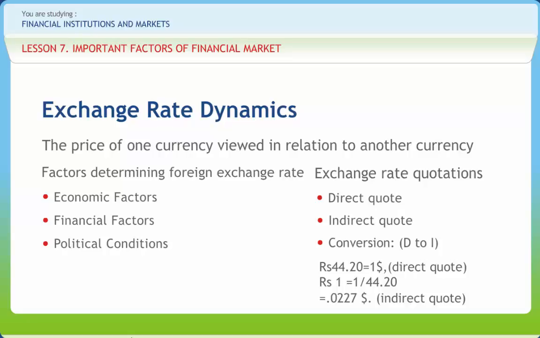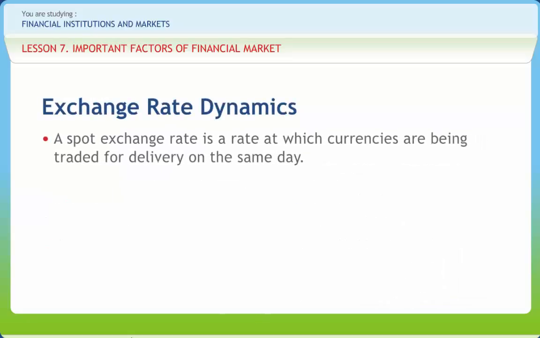Next is conversion of quote from direct to indirect. Suppose rupees 44.20 equals $1. This is a direct quote. Then convert into an indirect quote. Therefore, rupees 1 equals 1 divided by 44.20, which equals $0.0227.